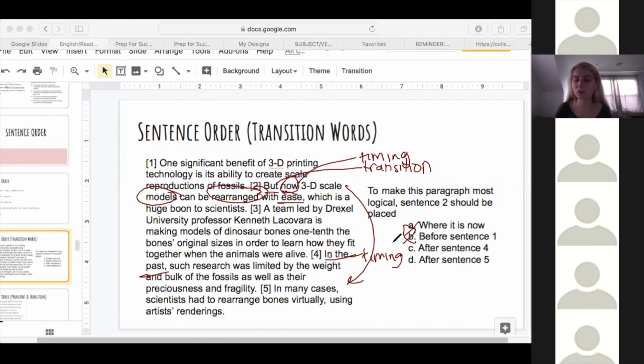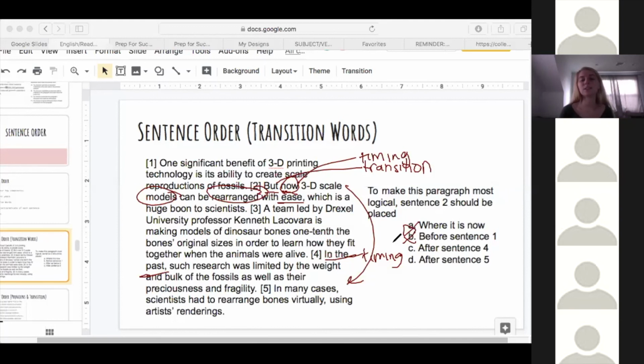Great, 4 is my answer, and I circle that, and C is my answer. However, it could be anywhere after in the past, because the future is anywhere. It could be 1 sentence after, it could be 40 sentences after. It doesn't matter, it's just later on. So I'm going to keep reading sentence 4 and say such research was limited by the weight and bulk of the fossils as well as their preciousness and fragility. Well, notice there I'm not talking about the models. I'm talking about the fossils, as well as instead of the rearranging.